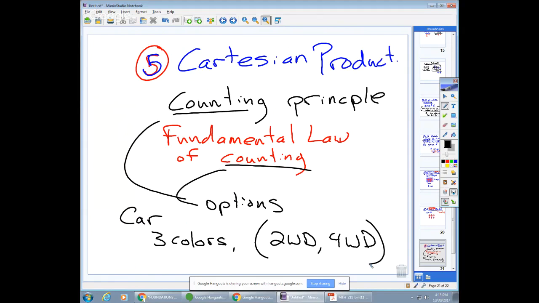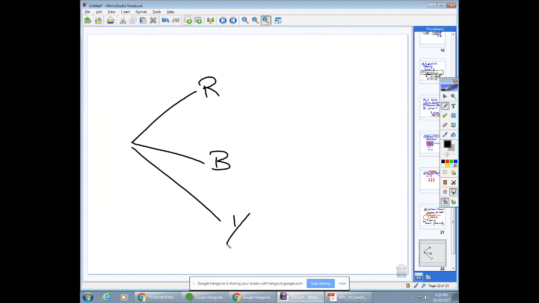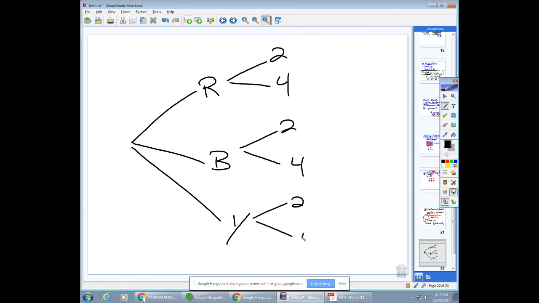And so we could draw a picture of it in a couple of ways. One thing is we could draw a tree illustrating the colors. And maybe the car comes in red, blue, and yellow. And then the red car, well, that could either be 2-wheel drive or 4-wheel drive. The blue car could either be 2-wheel drive or 4-wheel drive. And the yellow car could be 2-wheel drive or 4-wheel drive. And so altogether, I get a bunch of different options in the end.